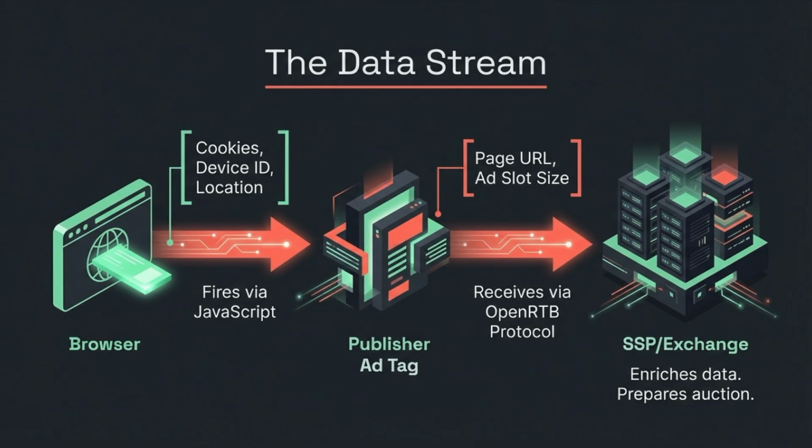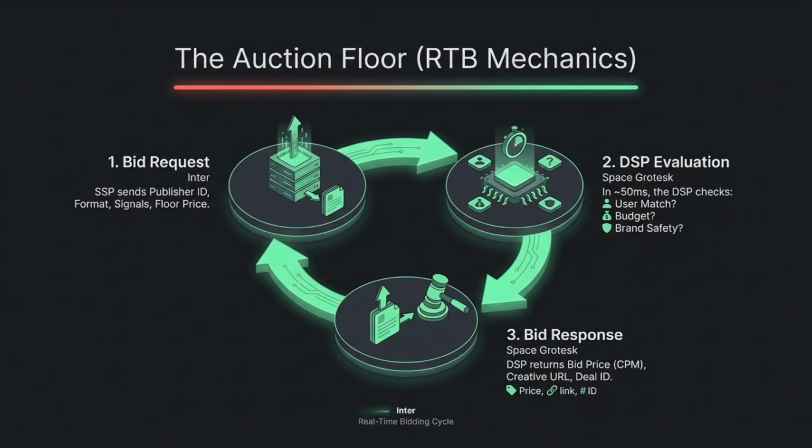So the DSPs, the buying robots, they get this signal. User in Chicago, interested in sports, 300 by 250 ad slot available. And they have to make a decision fast. They have to do an unbelievable amount of homework in about 20 milliseconds. Yeah. It's not just about price. It's checking, does this user match my targeting? Do I have any budget left? Is the website brand safe? I don't want my Disney ad next to some horrible content.